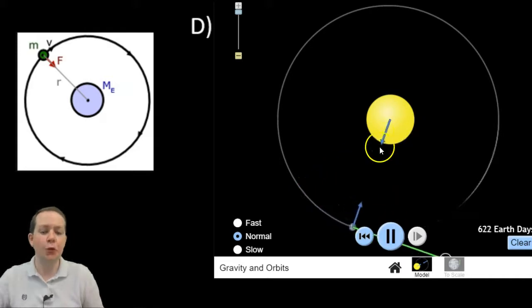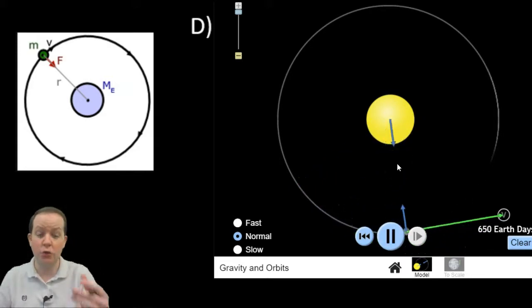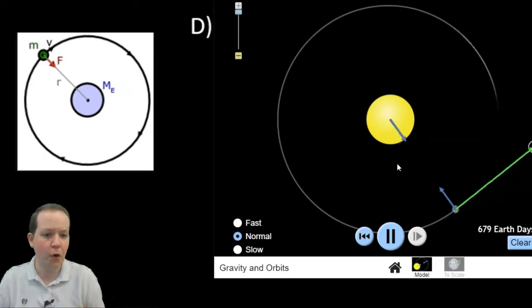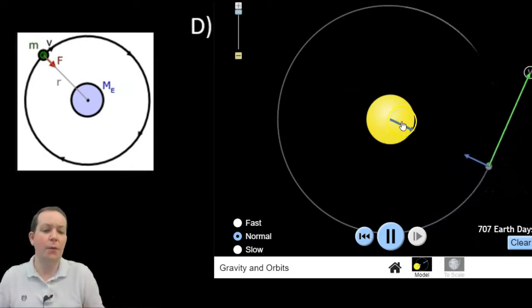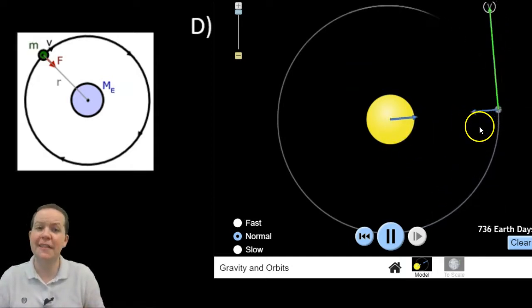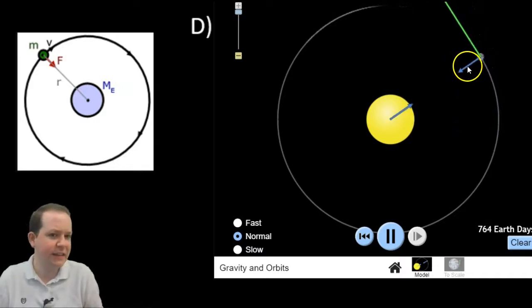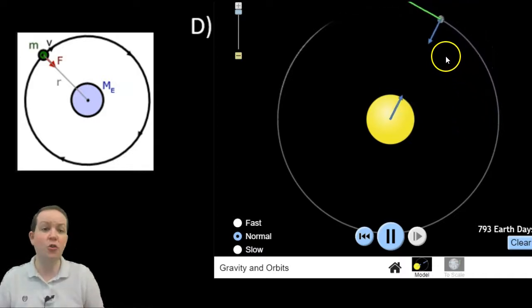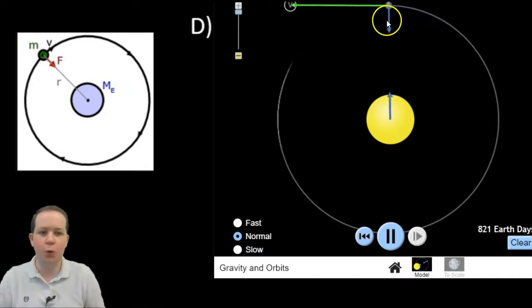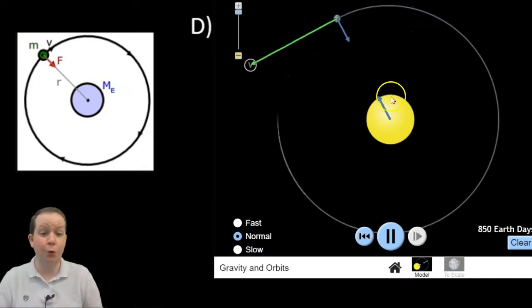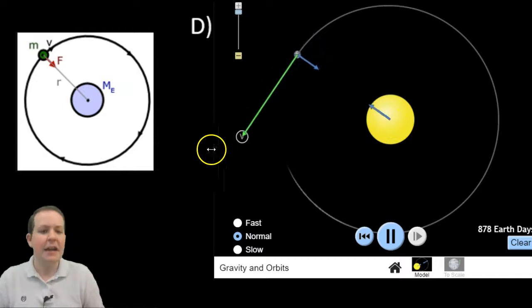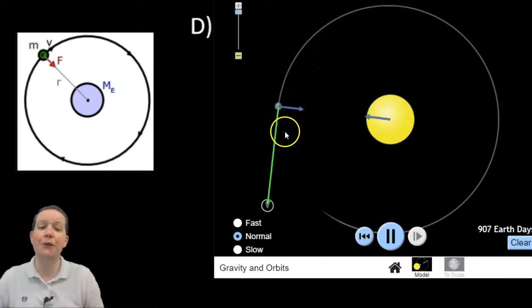Okay? Now these blue arrows, they represent the force due to gravity, Fg, right? GMM over r squared. Notice these arrows are pointing in opposite directions and they're the same length, they're the same size. Does that make sense? It should, because by Newton's third law, the sun is pulling on the Earth and the Earth is pulling on the sun. This green arrow is representing the velocity.